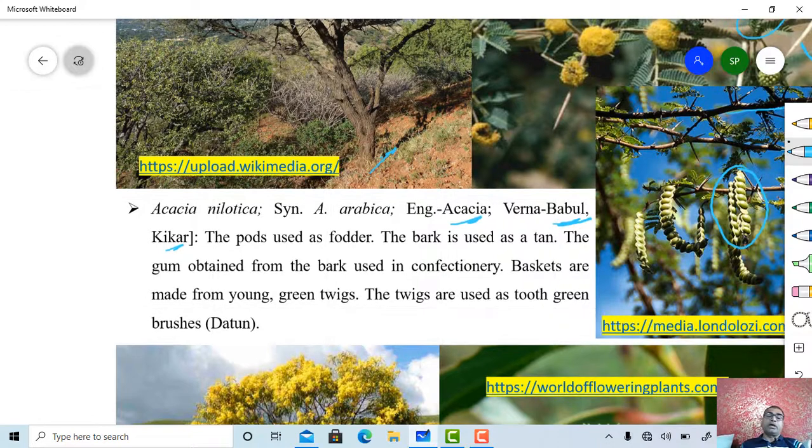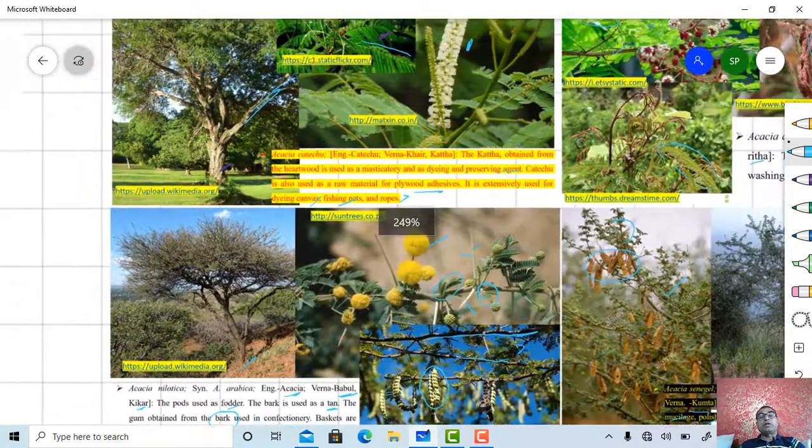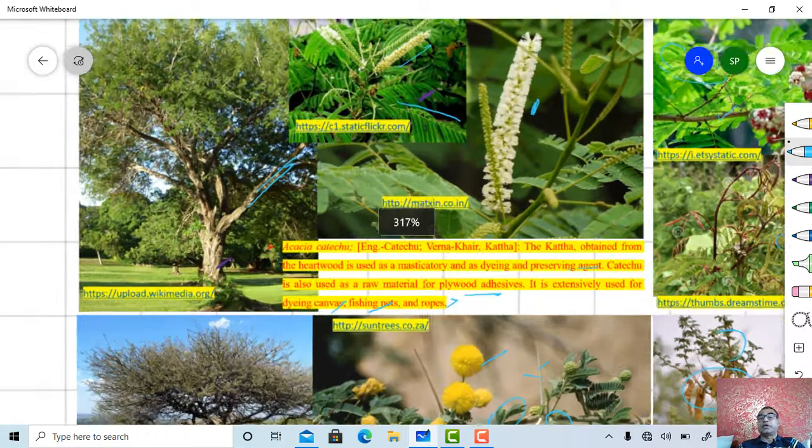So in this Acacia nilotica or arabica, the pods are used as fodder. The bark is used in the tanning industry. The gum which is obtained from the stem is used in confectionery. Of course, the bark will be present on the stem. Then baskets are made from young green twigs, and these twigs are used as datun, as green tooth brushes. And this one is again Acacia catechu.